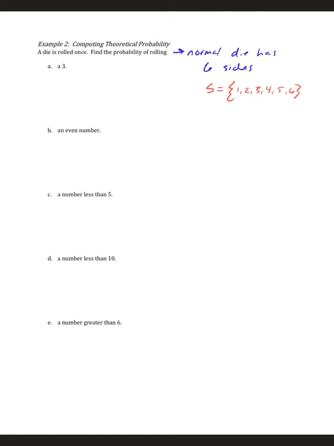So the first one we're looking at here is we want to find the probability of rolling a 3. Well, out of this list, there is only one 3 out of 6 total possibilities. So this would be 1 out of 6.